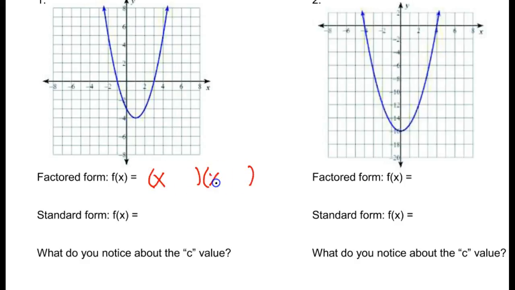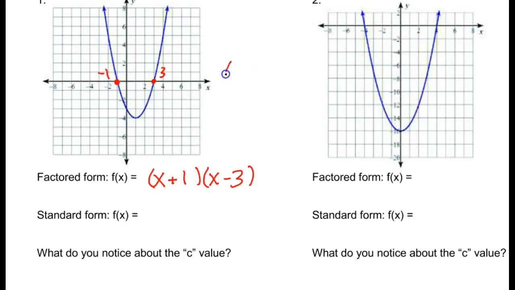Okay. So here we have, this is the setup for all of them, remember? This one goes through -1, and this goes through 3. So what would the two binomials be? It'd be x + 1 and x - 3. Now, how come they're different signs?